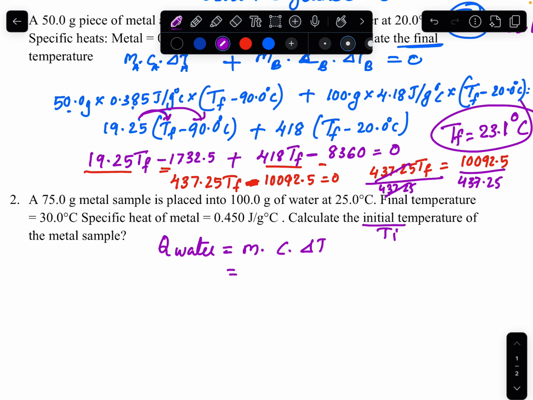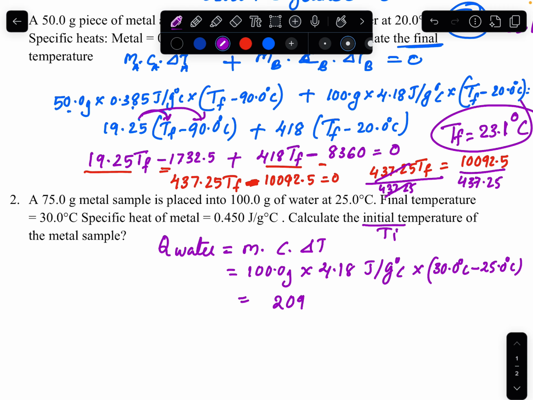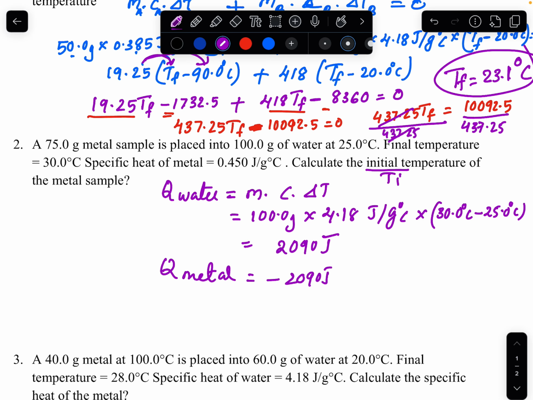So what is the mass of water, which is 100.0 grams, times the specific heat of water, 4.18 joules per gram degree Celsius, times the final temperature, 30.0 degrees Celsius, minus 20.0 degrees Celsius, right? So it's only 5 degrees Celsius there. Now you calculate and you will get 2090 joules. That is Q of water. Then Q of the metal will be negative 2090 joules.